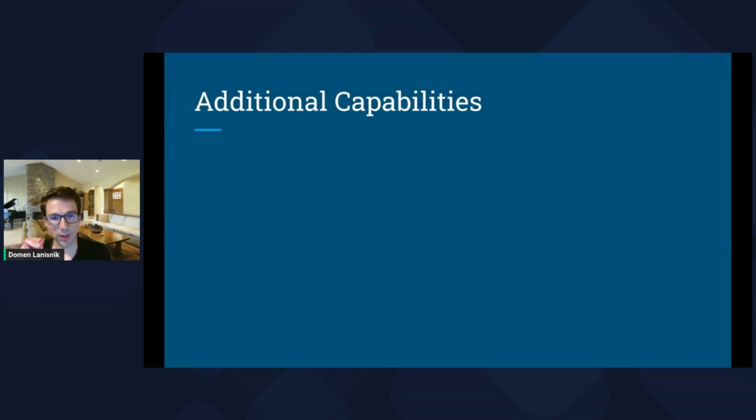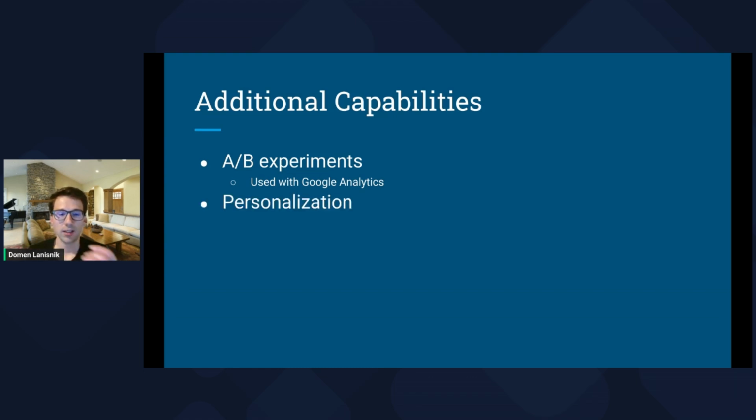So Firebase also provides some other capabilities. One of them is the A/B experiments, which we talked about before. It can only be used with Google Analytics because you need to have specifics for each user, like user ID and other things. And you can set up experiments and divide your users into different groups and decide what the trigger is for the users to enter the experiment.